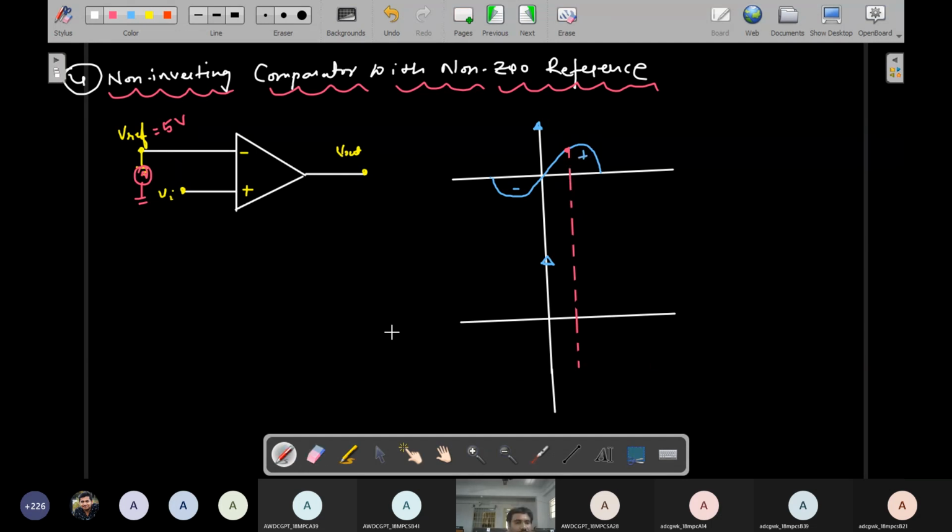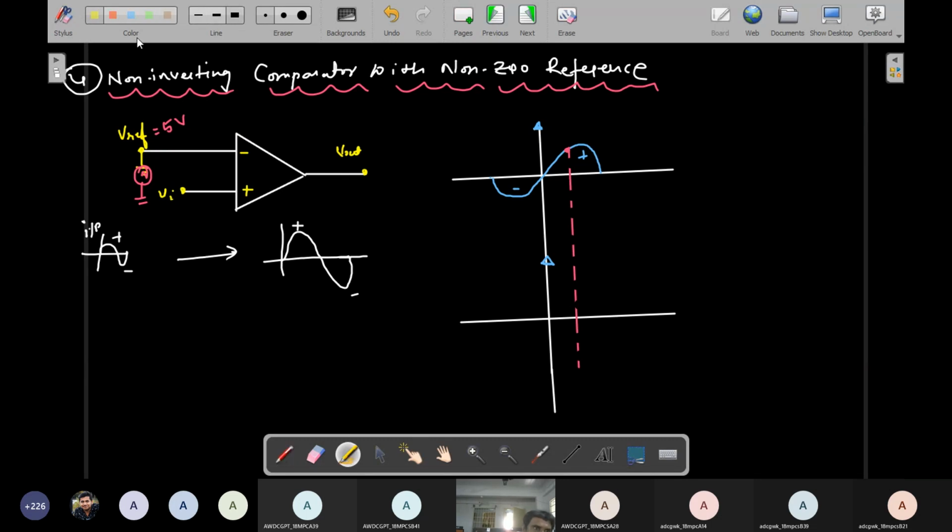See, this is a non-inverting case, so whatever input signal is given to the non-inverting input will be converted into the output signal in the same way, but amplified. The positive peak will appear as positive only, and the negative peak as negative only. Therefore your positive saturation is always in the positive region and negative saturation is always in the negative region.